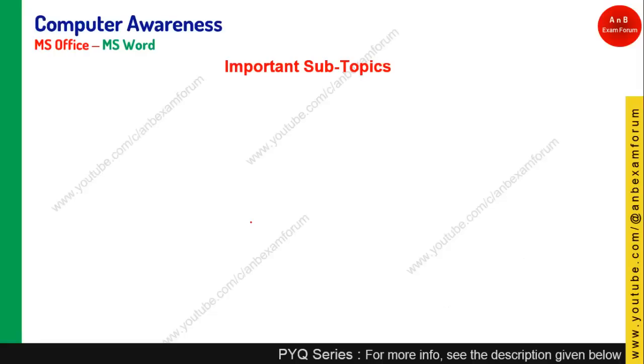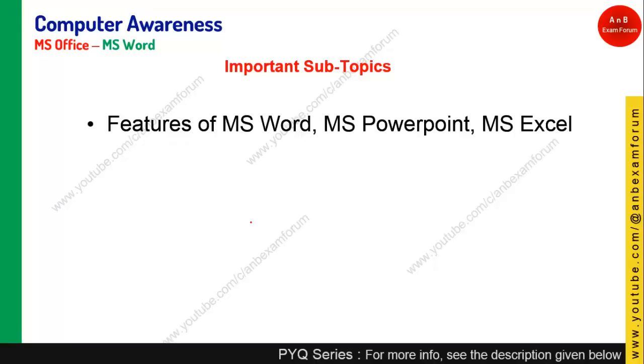So as usual, the important subtopic that you should cover before going to the exam: features of MS Word, PowerPoint and Excel you should know. Okay, the basic features is level 1, the advanced feature is level 2. So first you should only focus on the basic features. We have seen a lot of basic questions in these particular applications.